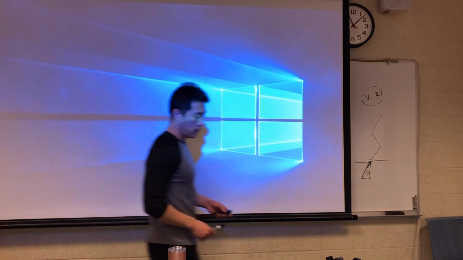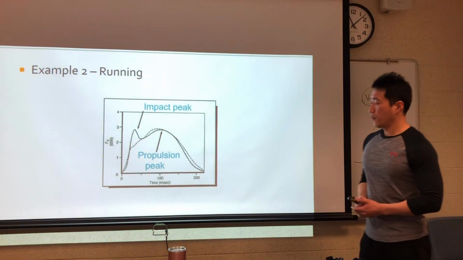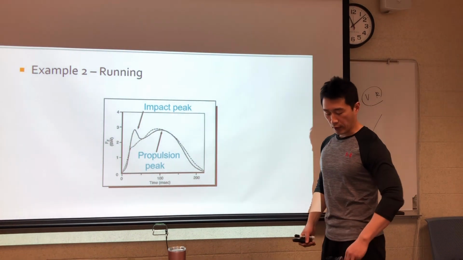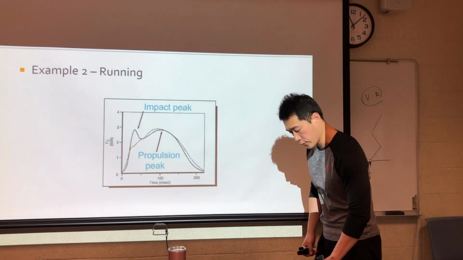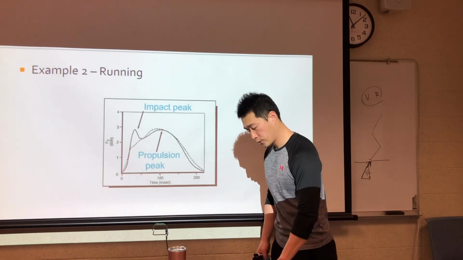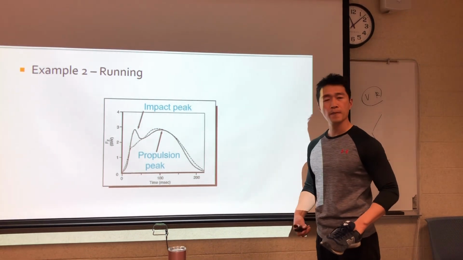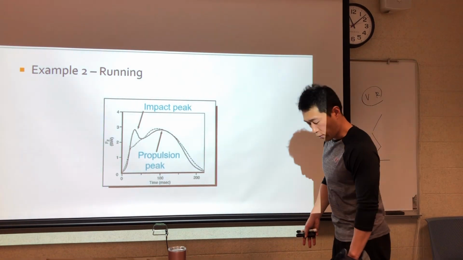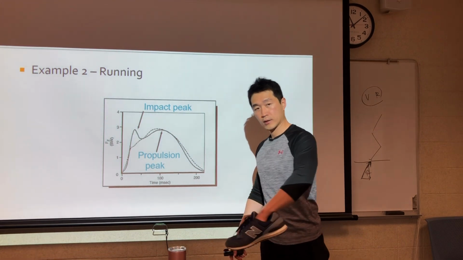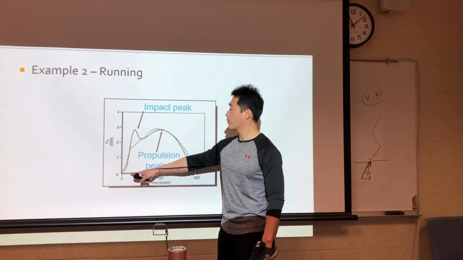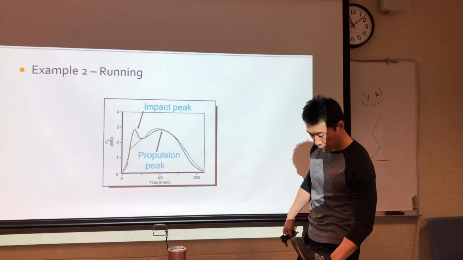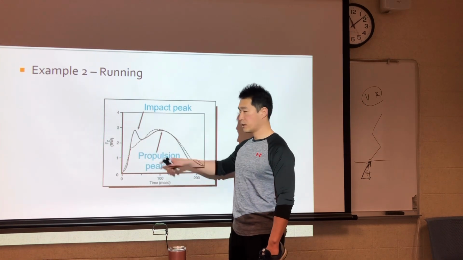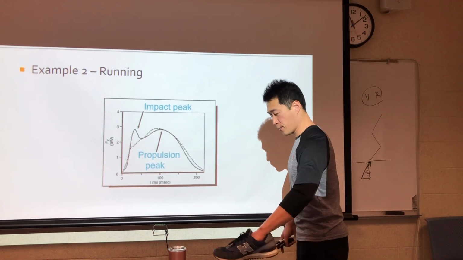Whenever you run, you can have two different strike patterns. Somebody can run like this: heel strike first, then push up. This is the typical running pattern. But some people do a forefoot strike first, running like this. The solid line is coming from the heel strike first running pattern, and the dotted line is coming from the forefoot strike running pattern.